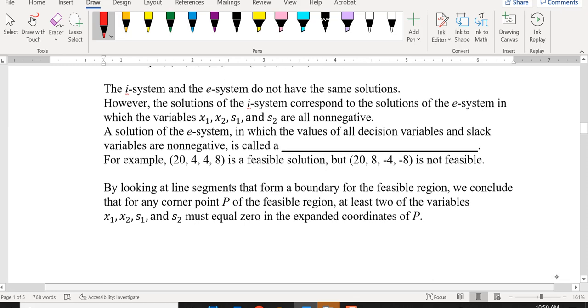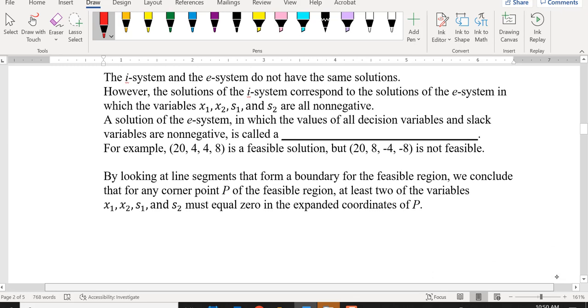They've said it twice. A solution of the E system in which the values of all decision variables and slack variables are non-negative is called a feasible solution. Why is this one not feasible? The slack variables are negative. You cannot have negative slack variables.